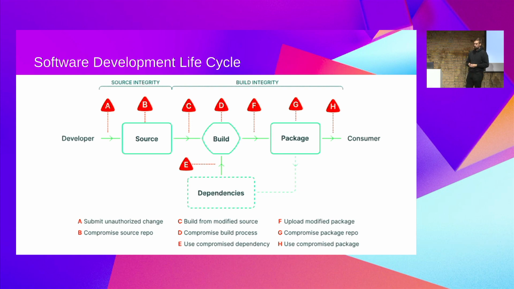Finally, the consumer pulls the artifact from the package registry and consumes it. And that's another transit point where an attacker can interfere and simply send another package to the consumer, such that they consume the attacker's malicious package instead.